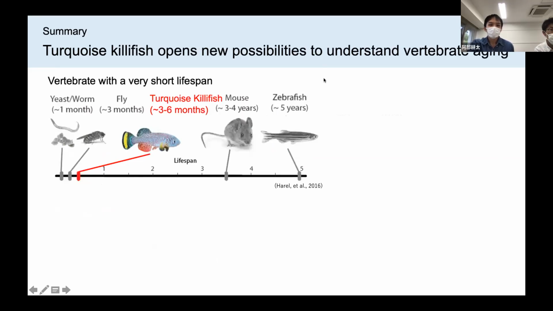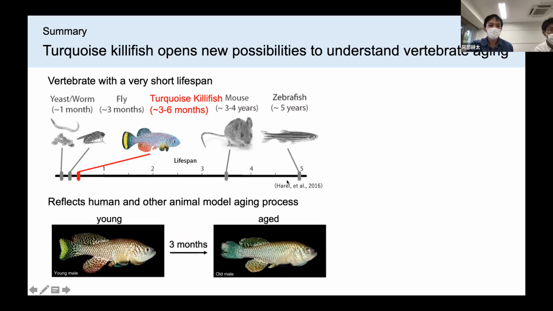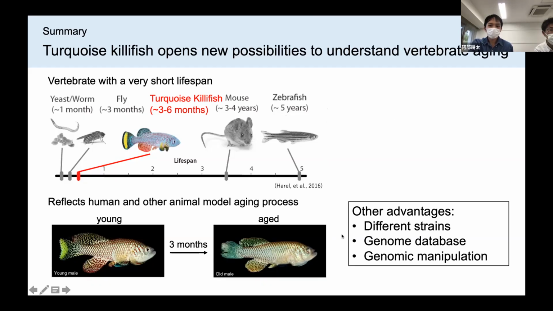So as a summary, a killifish is a vertebrate with a very short lifespan. Its lifespan averages 3 to 6 months, which is very suitable for aging studies. And apart from the aging speed, the aged killifish also reflects human and other animal model aging processes. And adding to the other advantages, such as different strains, genome database, and genomic manipulation, turquoise killifish can open new possibilities to understand vertebrate aging. So that is all about the introduction of killifish. Next, for the details of our lab research, I will give the floor to Abhas.